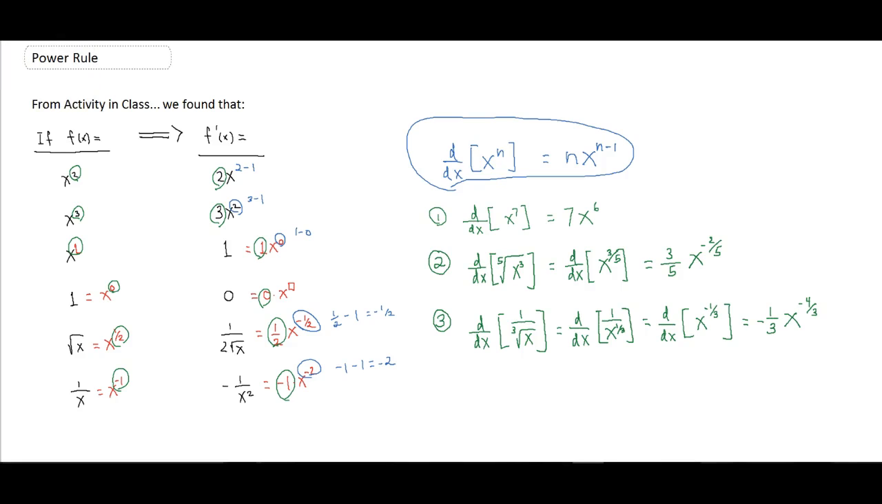So make sure that you know this power rule, which is given by this, right? And be able to apply that rule to any function that can be written as x to a power, including these radicals and when the expression happens to be in the denominator, like example number 3.